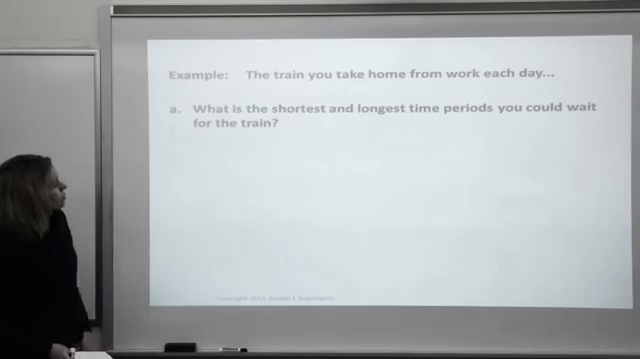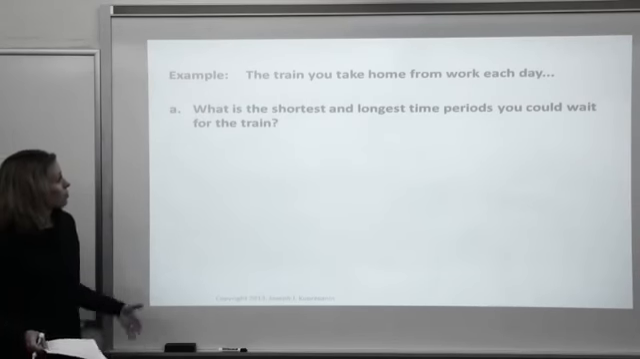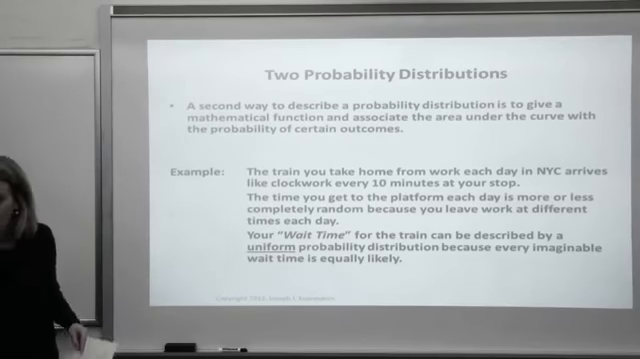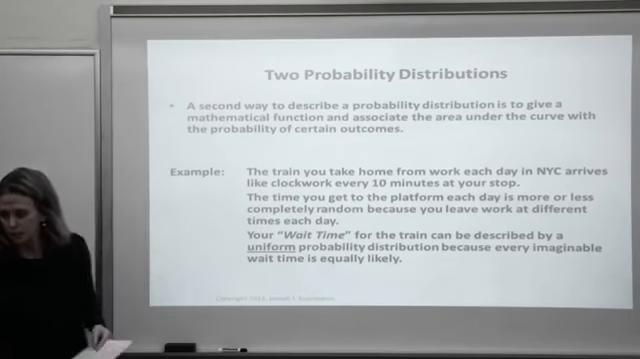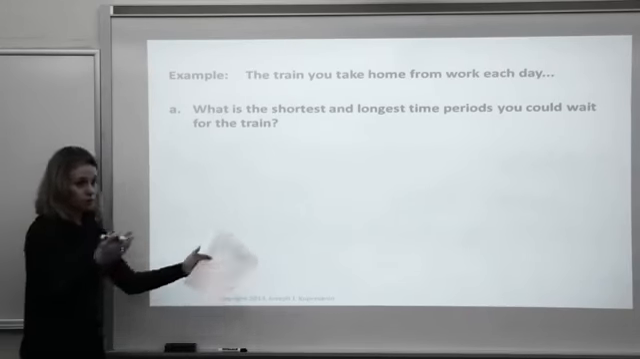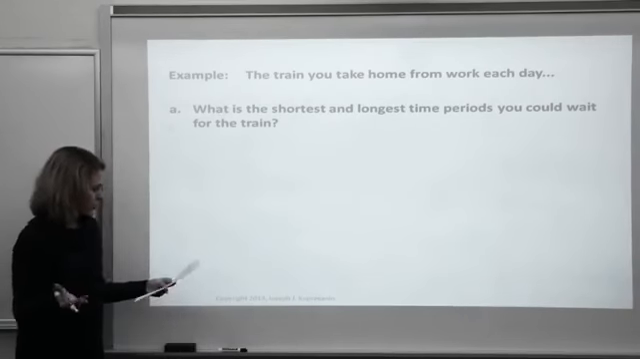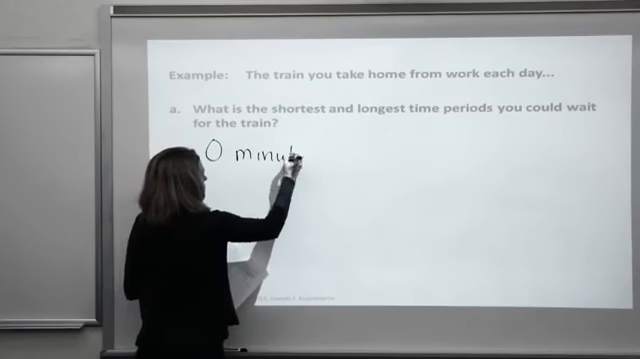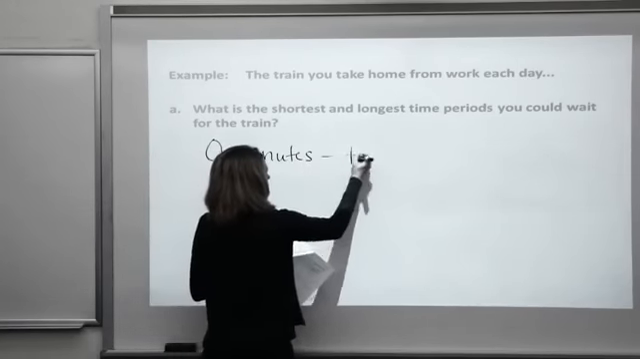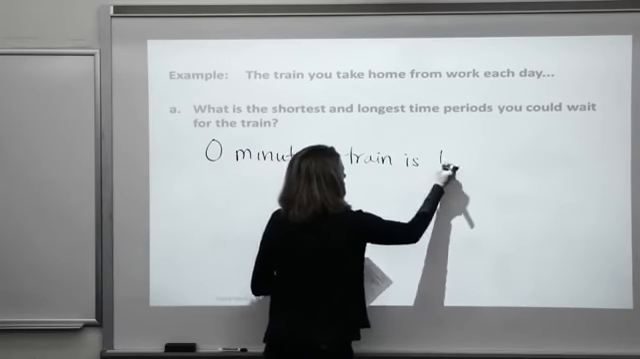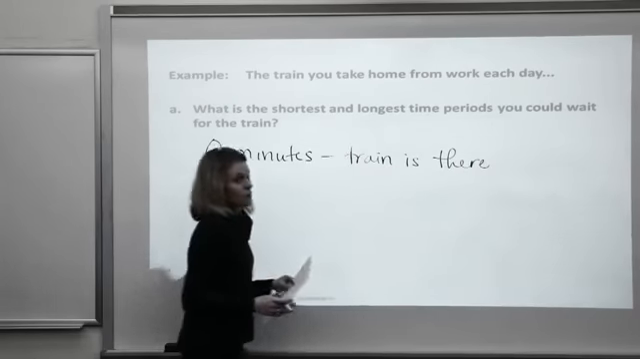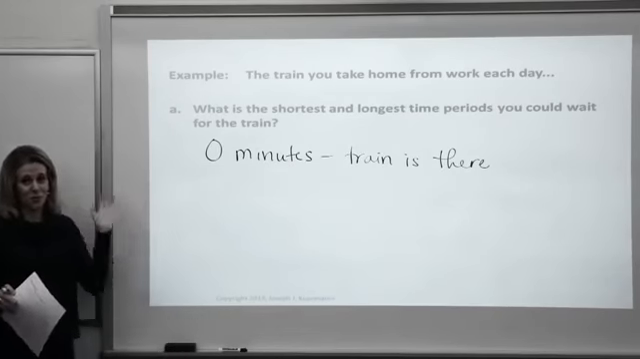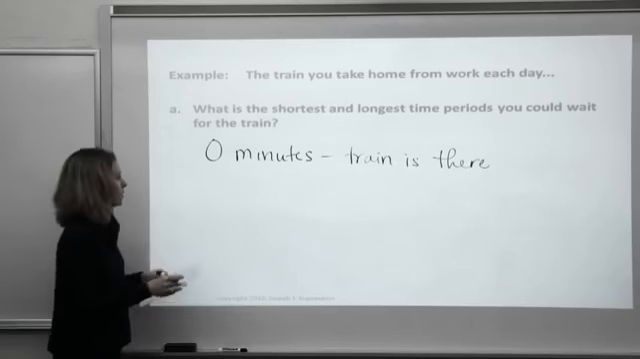Okay, so you take this train home from work each day. What's the shortest and the longest periods that you could wait for the train? Well, since it's coming every 10 minutes, you could get really lucky. You could walk right up and walk right onto the train, so the shortest time would be 0 minutes. The train's there waiting for you. Or you could run up those stairs to catch the train, and there goes the train. Doors just closed and it pulled away, so you're going to have to wait a full 10 minutes.